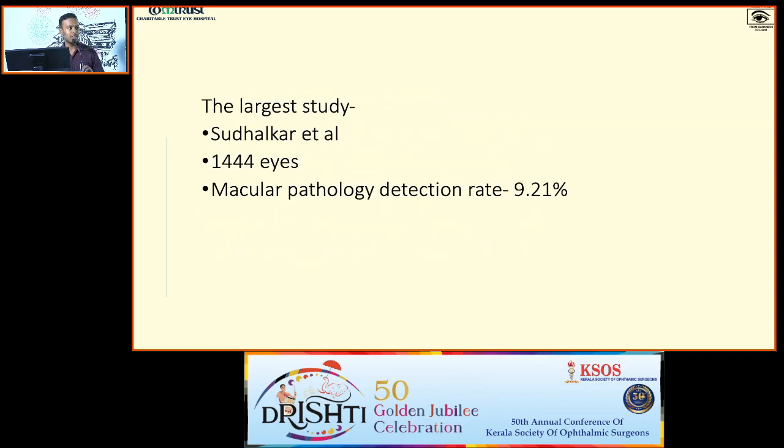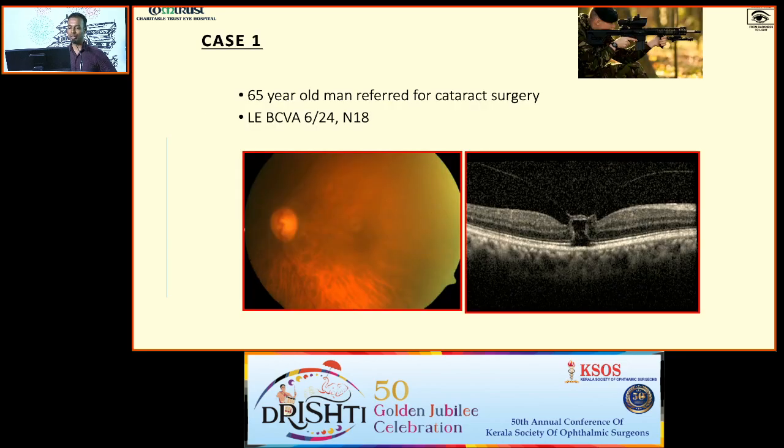The largest study analyzed in this review was from Sudhalkar et al. This is from the Vasavada group in Gujarat. They studied 1,400 eyes. It's a huge number, and their macular pathology detection rate was 9%, which is quite high. These were eyes which were determined to be clinically normal by the physician, and after OCT they found subtle macular pathology. So I'll come to some cases.